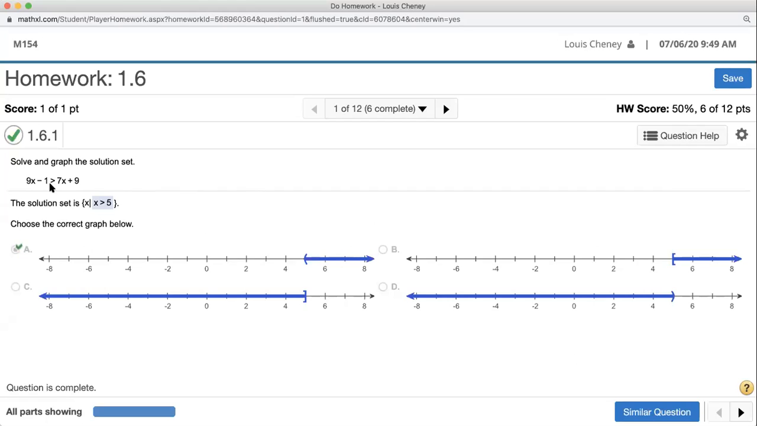Okay, this is what it looks like. Solve these two. So I subtracted 7x and I got 2x minus 1 is greater than 9. I added 1 to get 2x is greater than 10, divided by 2. That's where I came up with x greater than 5. To graph that, it looks like this. The parenthesis corresponds to the greater or less than.